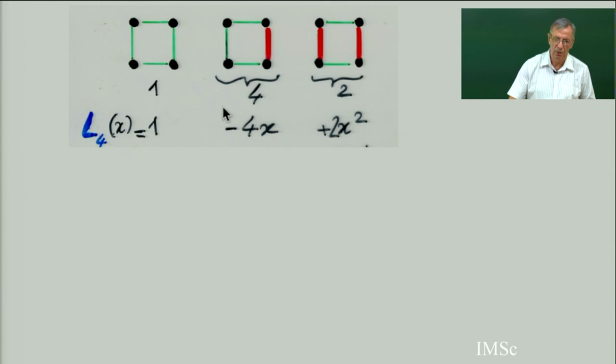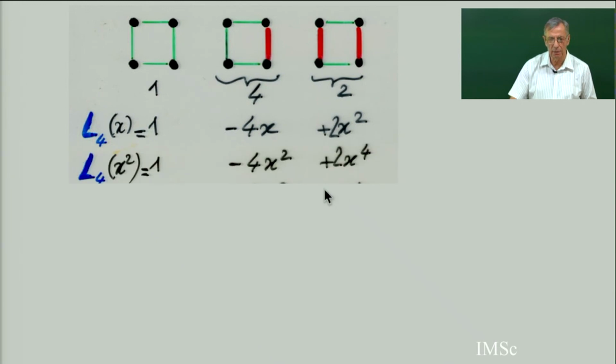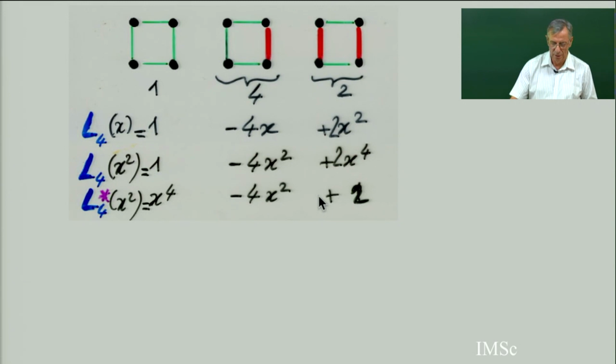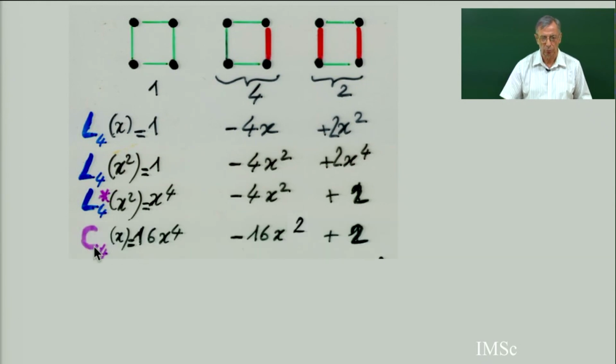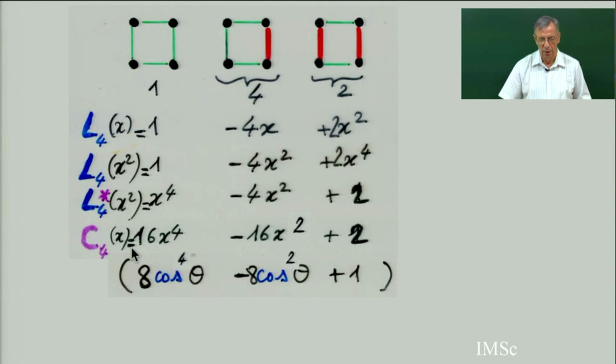For example, this is the Lucas polynomial for the cycle of 4. I replace x by x². It gives this polynomial. I take the reciprocal. I get this polynomial, which is going to be the cycle matching polynomial of the graph. So for the cycle polynomial, if I replace x by 2x, I get this, which is cosine of 4 theta. So you can easily do trigonometry.